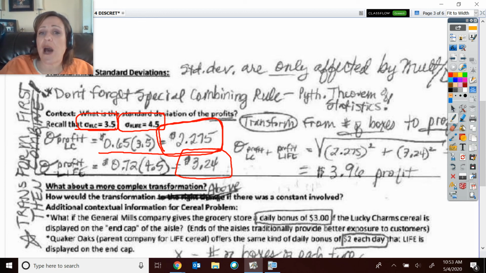So now I will combine. First transform and then combine. So I have that variability of the profit for Lucky Charms squared plus the variability for the Life cereal squared, and then square root it.